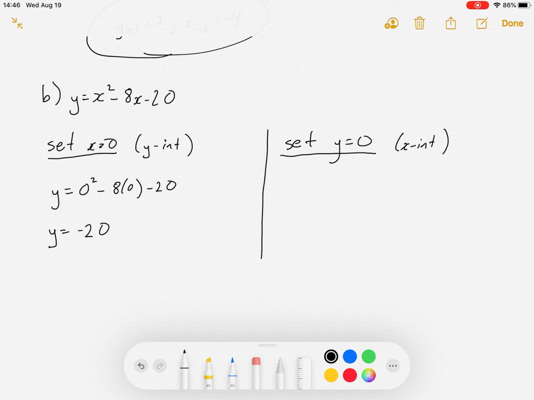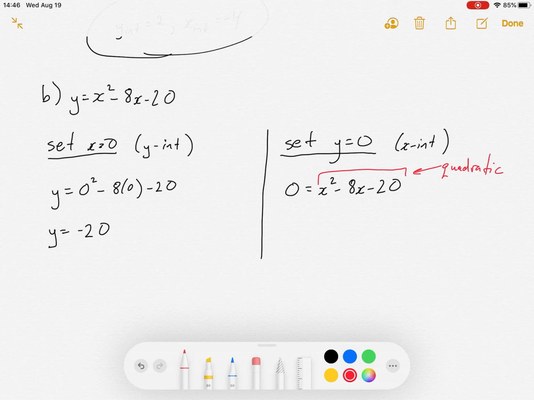That's going to give me the x-intercepts. So we have 0 equals x squared minus 8x minus 20. Oh, good, we get to factor something. Now this is a quadratic expression on the right-hand side because it has an x squared, so this is quadratic.